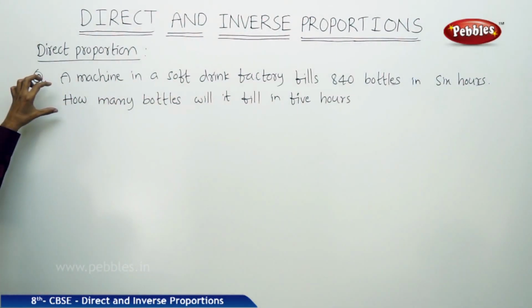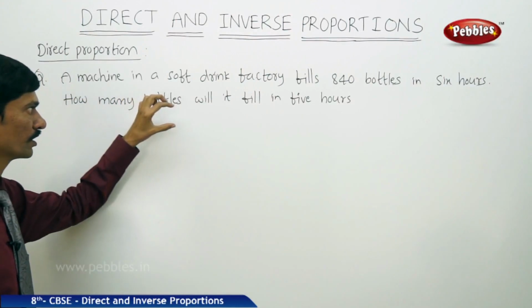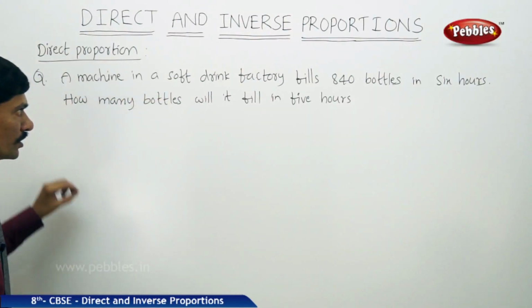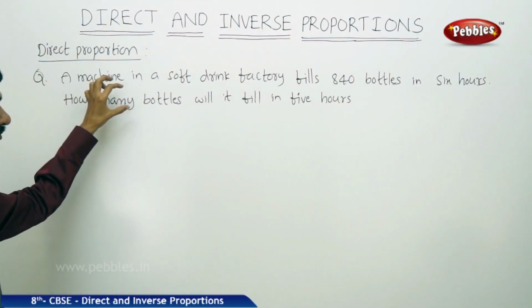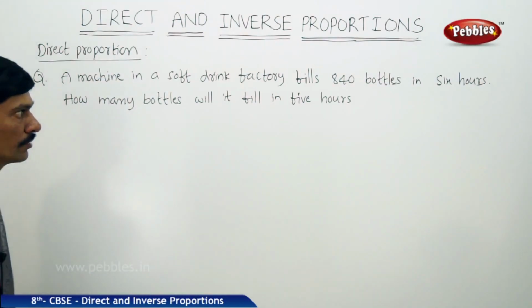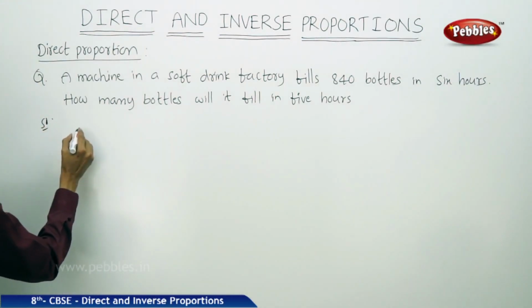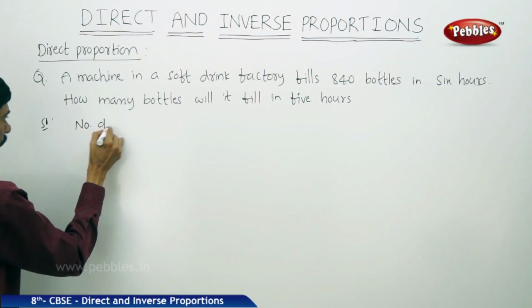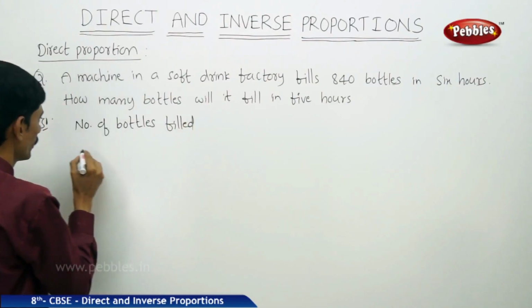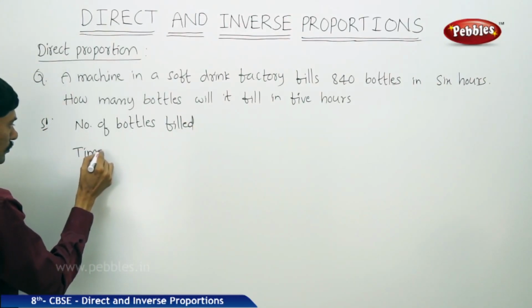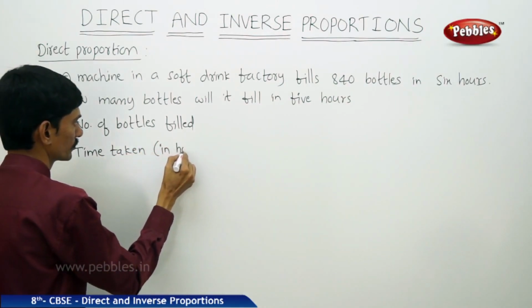A machine in a soft drink factory fills 840 bottles in 6 hours. How many bottles will it fill in 5 hours? So we can observe that there are two quantities in this question. The first quantity is number of bottles filled, and the second quantity is time taken. So we will take these two quantities in a table. The first row of the table is number of bottles filled and time taken in hours.